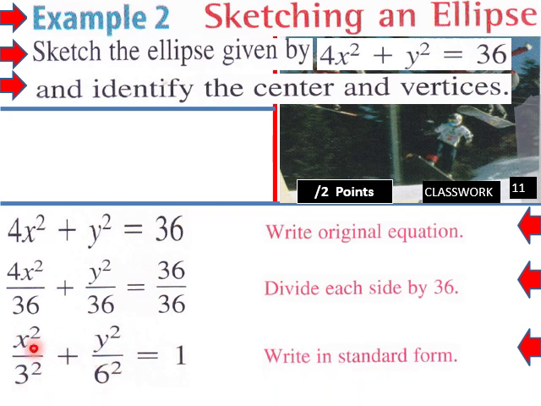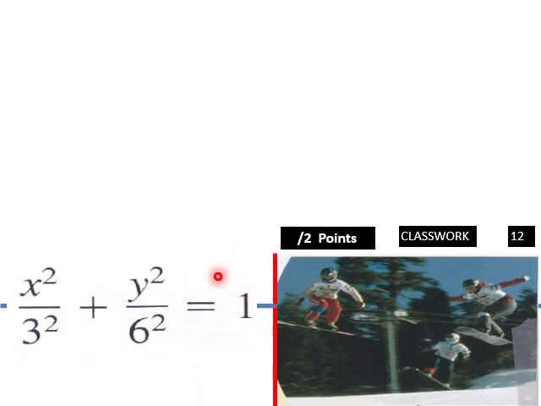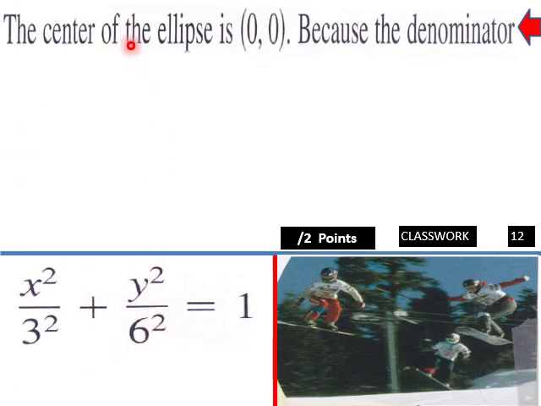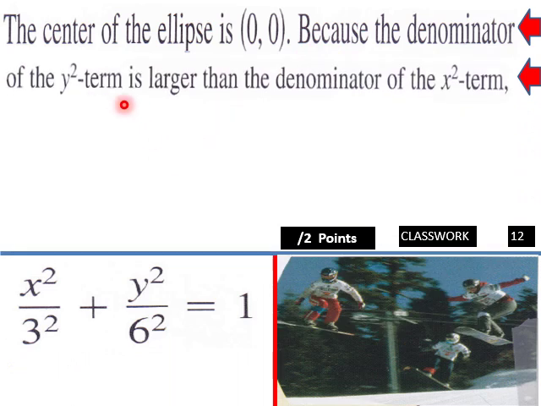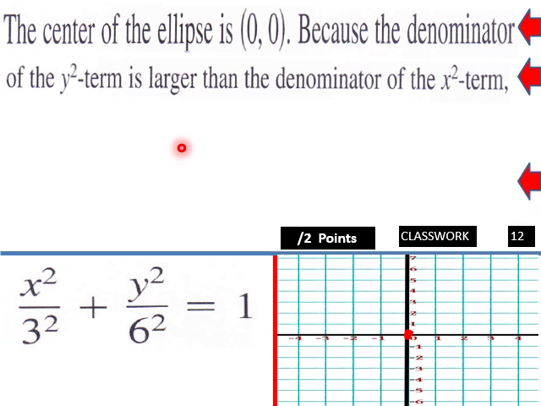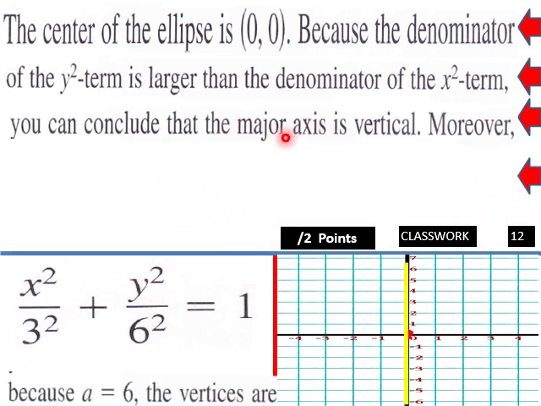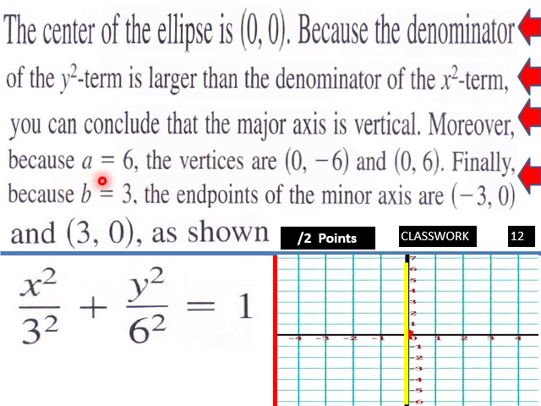And then we end up with this here, x squared over 3 squared and y squared over 6 squared. So once we have that, we can tell what the ellipse is going to be oriented by this 6 squared here. So the center of the ellipse is 0, 0. Because the denominator of the y squared term is larger than the denominator of the x squared, you can conclude that the major axis will be vertical. Moreover, because a equals 6, the vertices are 0, -6, and 0, 6.